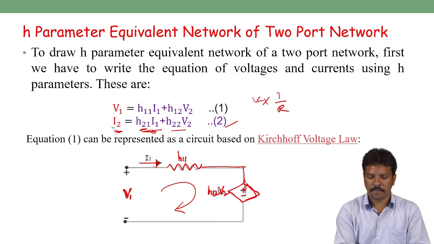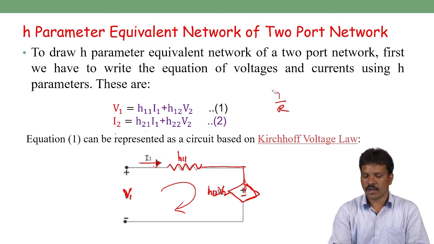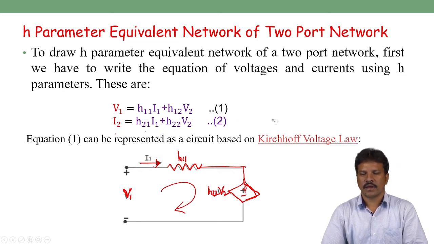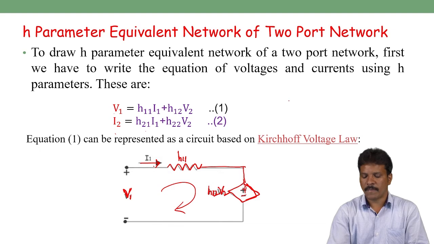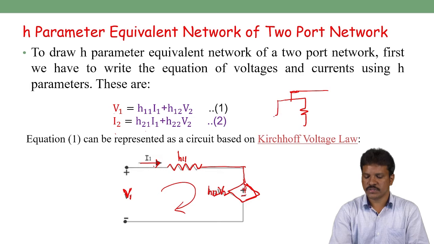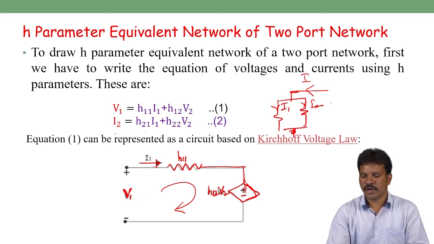It is like a network to which we can apply Kirchhoff current law. When we apply Kirchhoff current law to any network, the total current can be divided into two elements. This is two elements: total current I1 plus I2. To this network we can apply Kirchhoff current law.